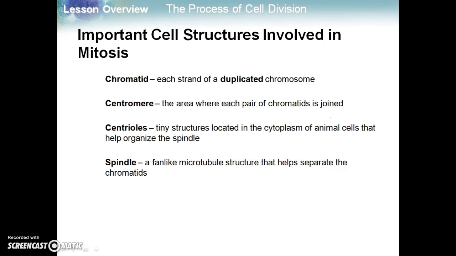There's some vocabulary here that you need to know in order to understand all of this. Chromatid means each strand of a duplicated chromosome. Centromere is where each of those chromatids are joined together. Centrioles are tiny structures located in the cytoplasm of animal cells that help organize the spindle fibers. Spindles are fan-like microtubule structures that help separate the chromatids. Make sure that you know those definitions. We're going to be using these words as we move along.